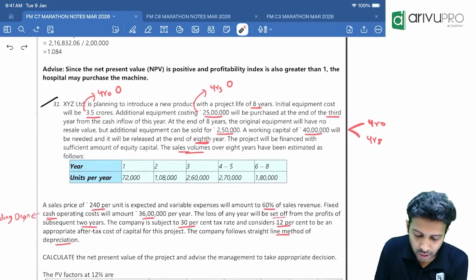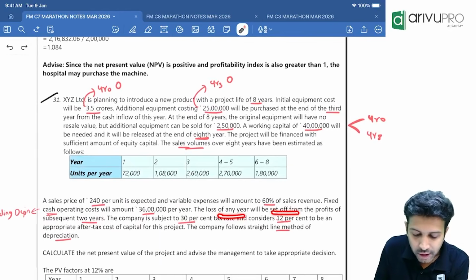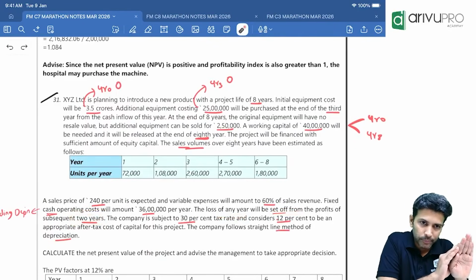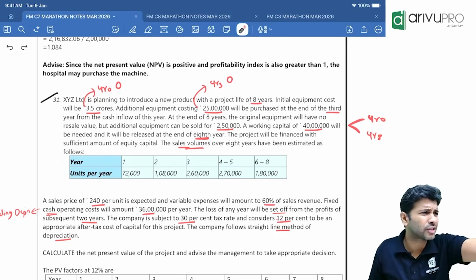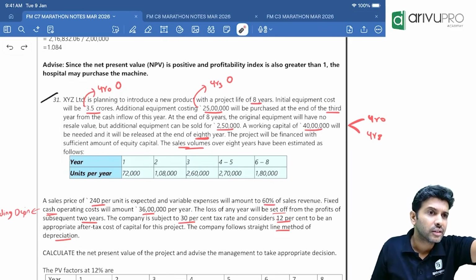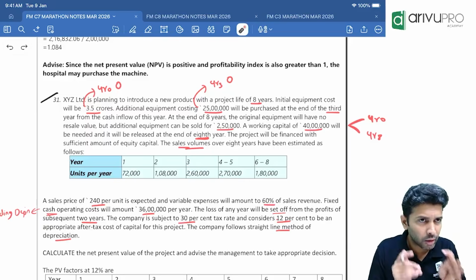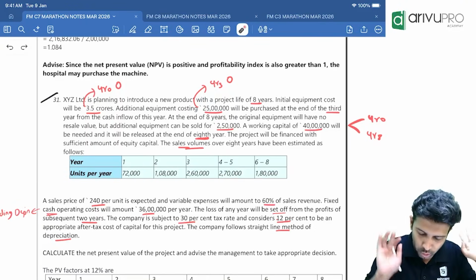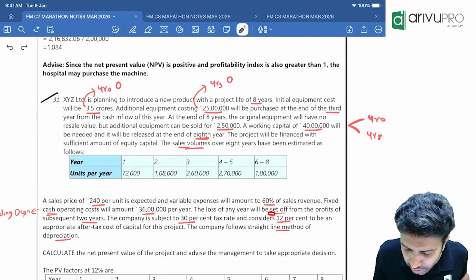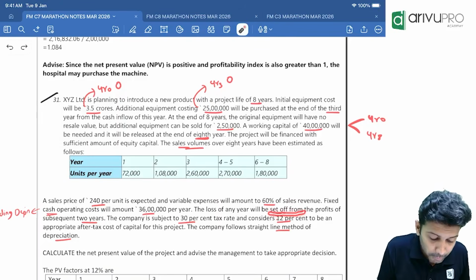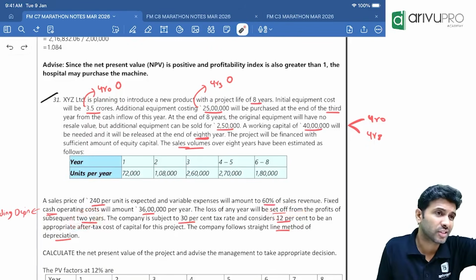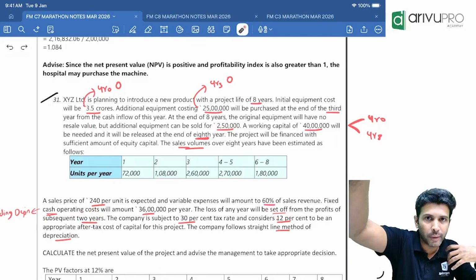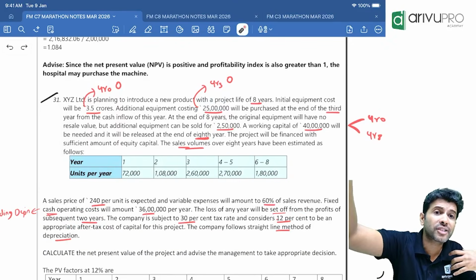First read that. Loss of any year will be set off from profit of the subsequent years. If you get a loss in any year, you can adjust it. The Income Tax Act allows you to carry forward 7 years or 8 years. 8 years. Okay, leave it. But here in FMA, we will follow the question's guideline. Never question the question. Go with the flow. Loss of any year will be set off from profit of how many years? 2 years. So the question is saying if you get a loss in any year, you can carry this loss forward and adjust it with the next 2 years' profit.